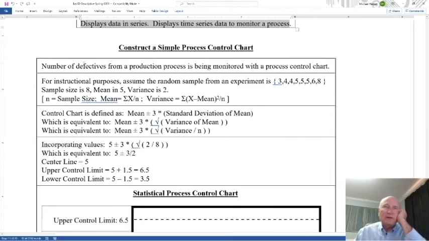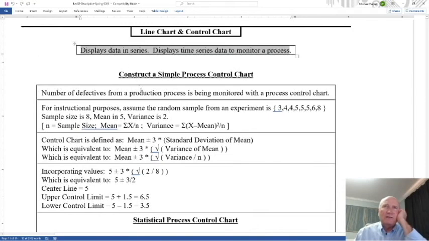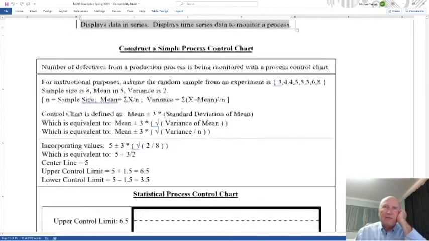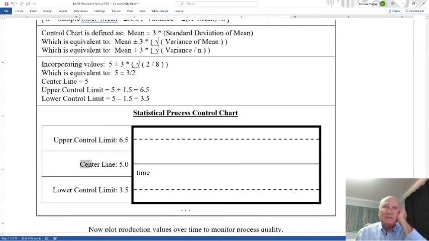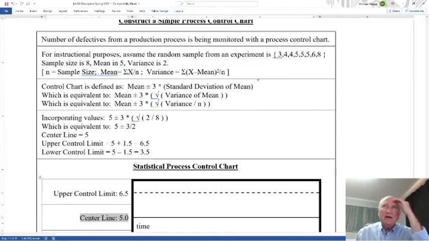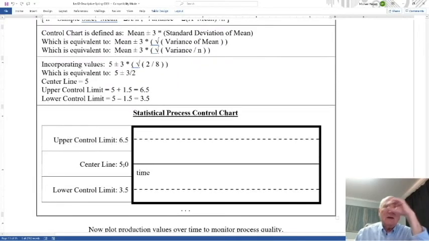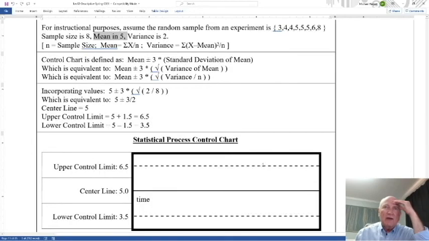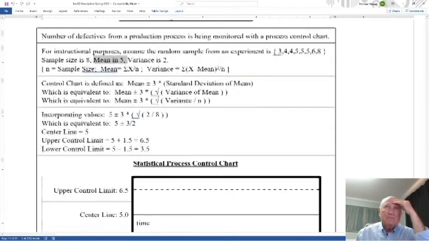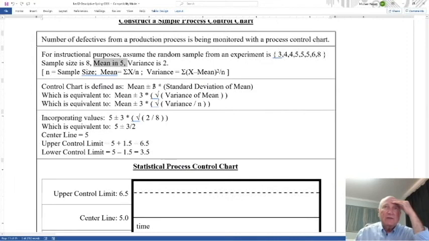Essentially, what I'm doing here is I want to construct a line chart. But the line chart will have a center line, which is the mean of this distribution. Okay, and the mean is going to be 5. But I want to plot a line chart with the upper control limit to be, where's it at? Here it is, 3 times the standard deviation of the mean of that sample.